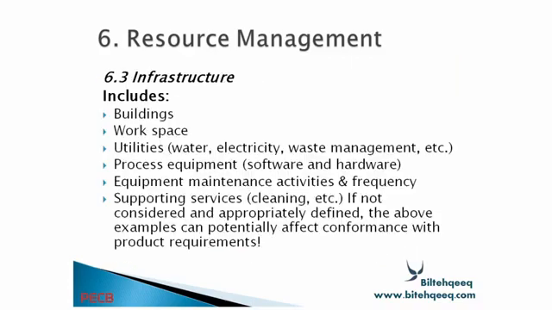And the next resource is the infrastructure. It includes building, workspace, utilities, water, electricity, waste management, etc., process equipment, software and hardware, equipment maintenance activities and frequency, supporting services, cleaning. If not considered and appropriately defined, the above examples can potentially affect conformance with product requirements. So you have to provide the infrastructure which is necessary to develop or produce a quality product.